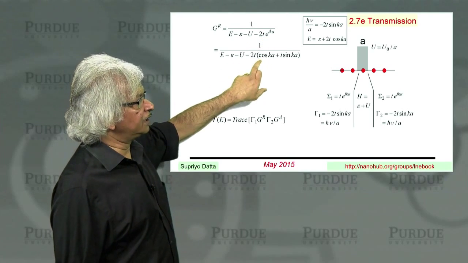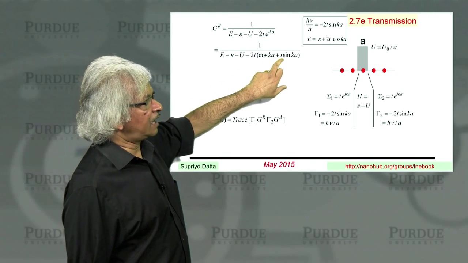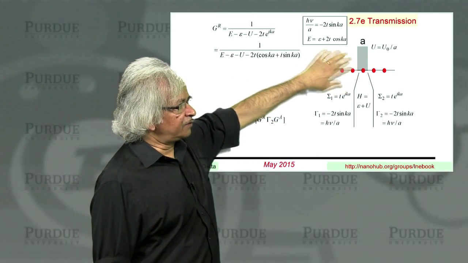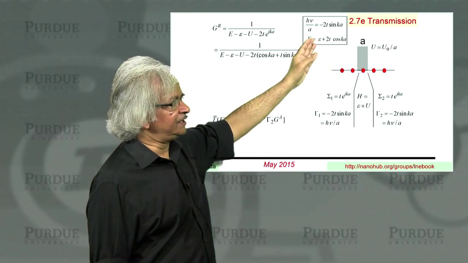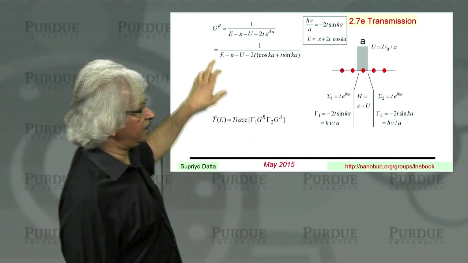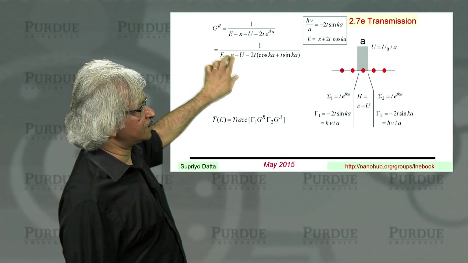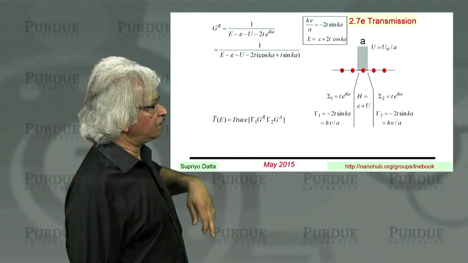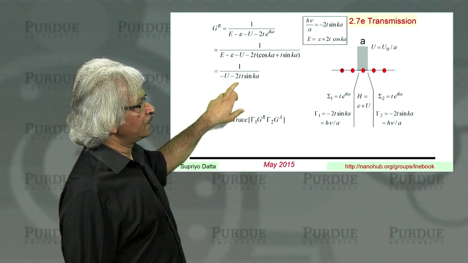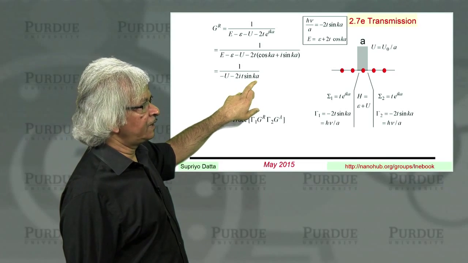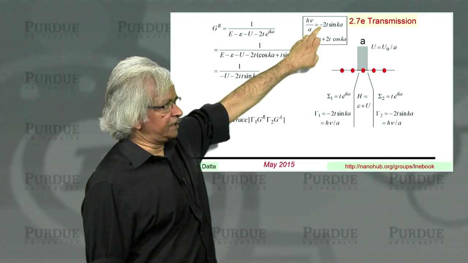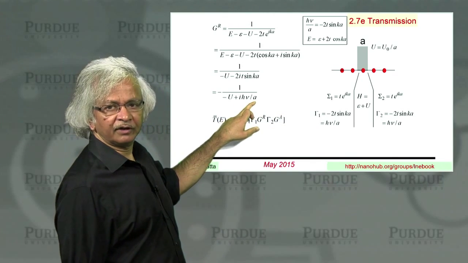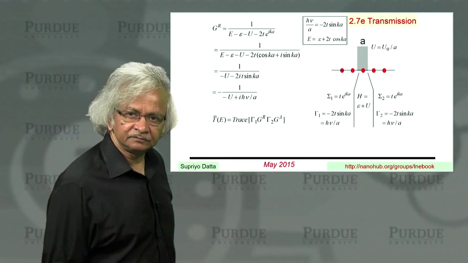So if I spell that out, I'll get 2t times cosine ka plus i sine ka. Now you'll notice here that because we have the dispersion relation in the leads, that E is equal to epsilon plus 2t cosine ka, that means E minus epsilon minus 2t cosine ka just is 0. It cancels out. So what you're left with then is minus U minus 2i t sine ka. And 2t sine ka is h bar v over a. So you get minus U plus i h bar v over a. So that's the Green's function.